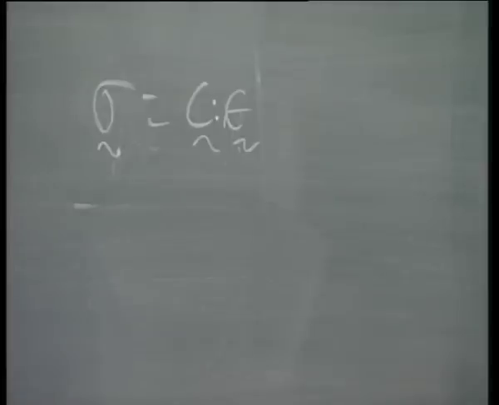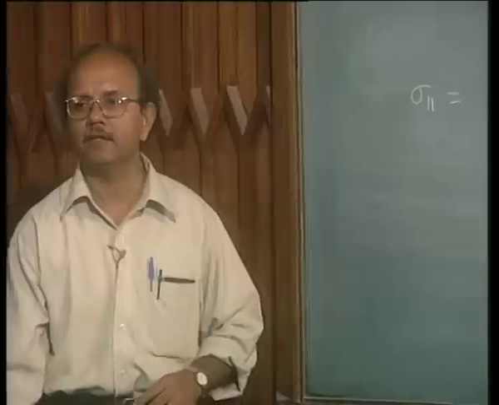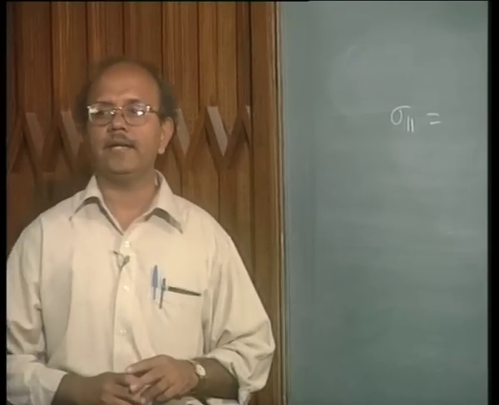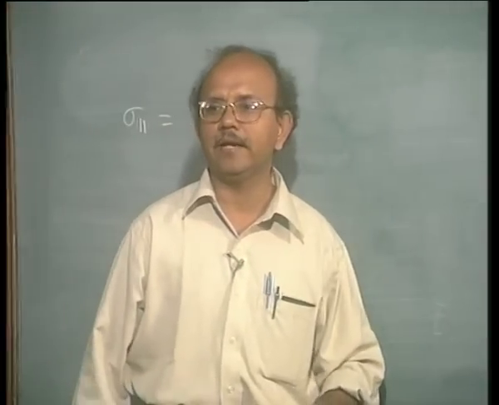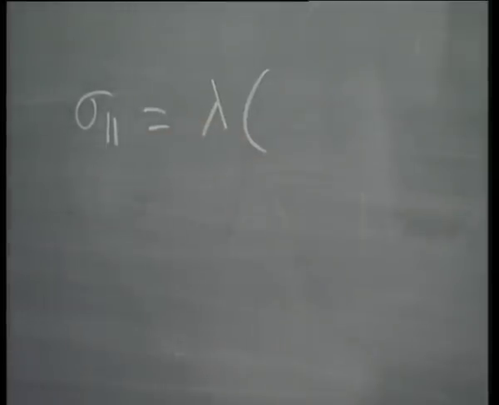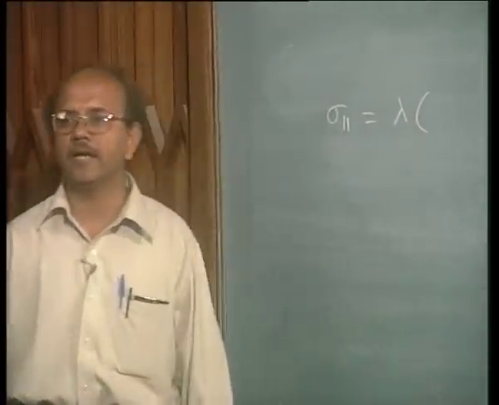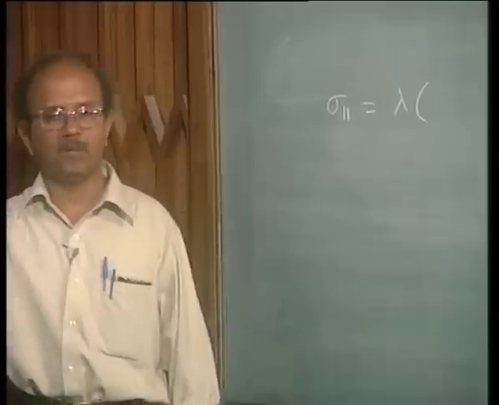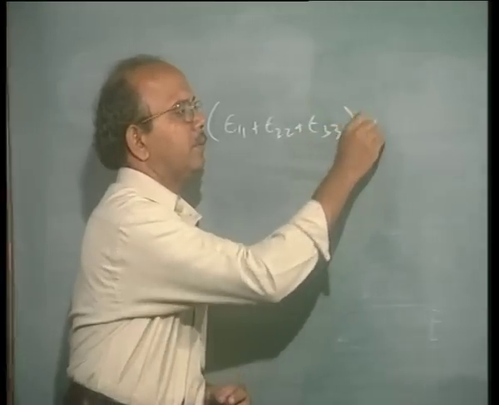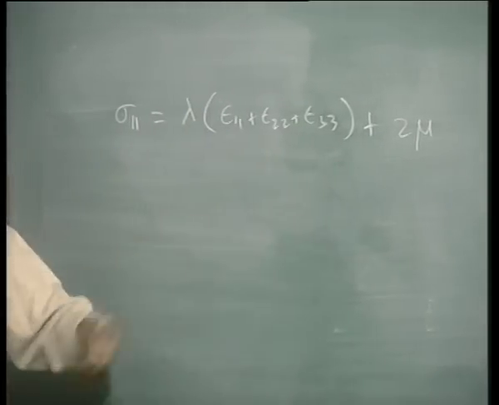Okay. See, we are still learning indicial notation, and it's important that we learn how to write sigma ij. Let me write it for sigma 1 1. So when I write sigma 1 1, what happens to delta ij? That becomes 1, and so I write this as lambda into epsilon kk, and epsilon kk can be written as epsilon 1 1 plus epsilon 2 2 plus epsilon 3 3, plus 2 mu into epsilon 1 1. That's it.